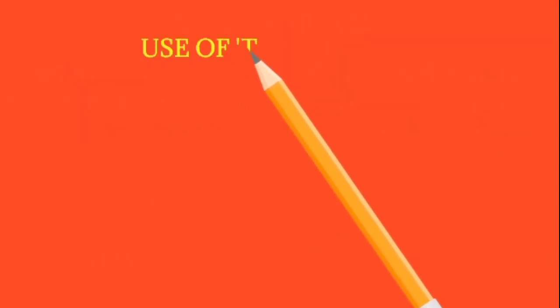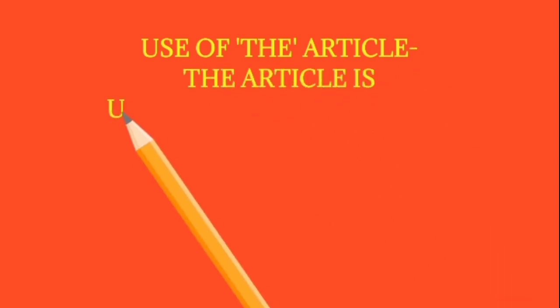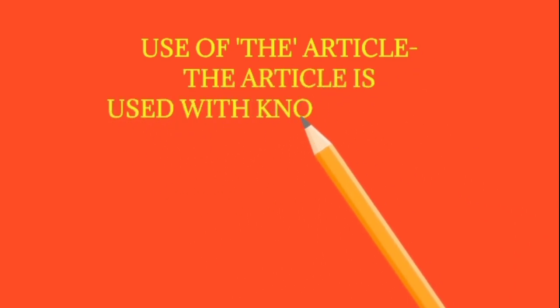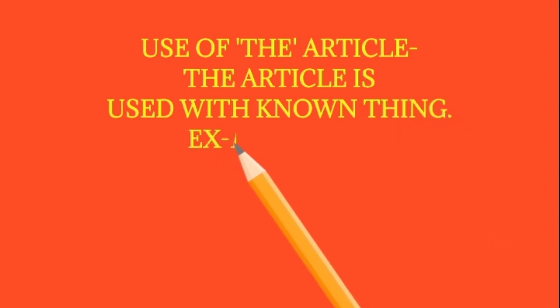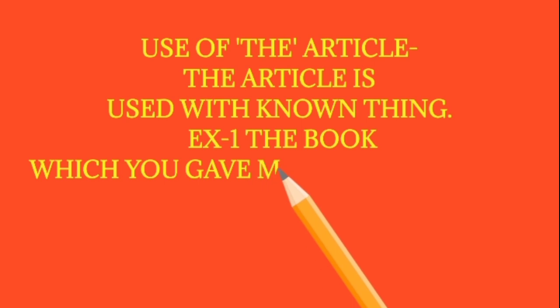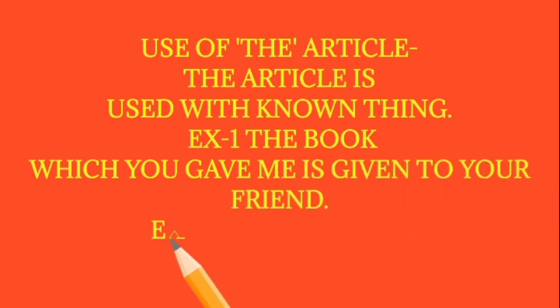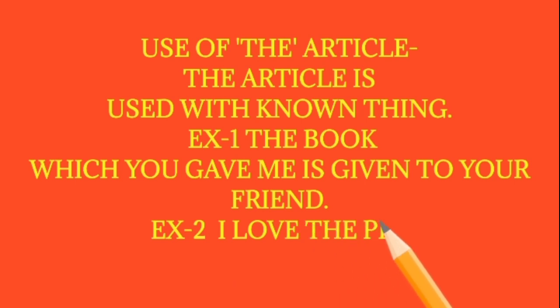My dear students, now let us see the use of the definite article the. When do we use the? The is placed before a noun which is known to you. Let us understand this by taking examples. The book which you gave me is given to your friend. Example number 2. I love the pig.